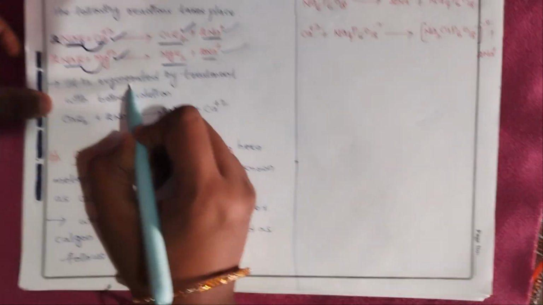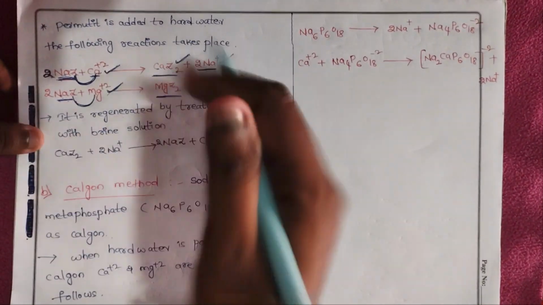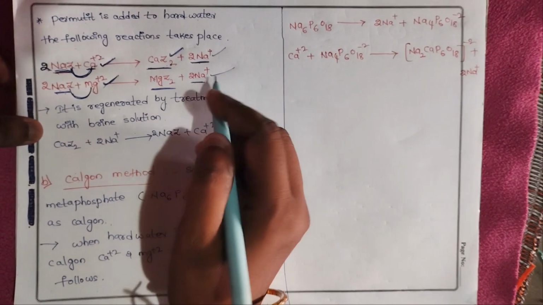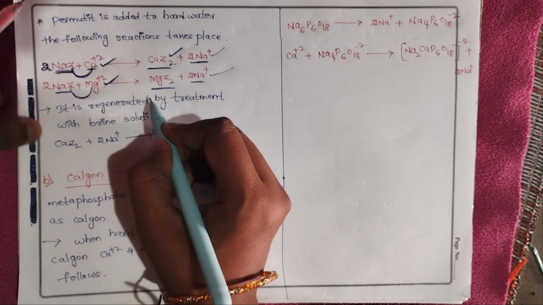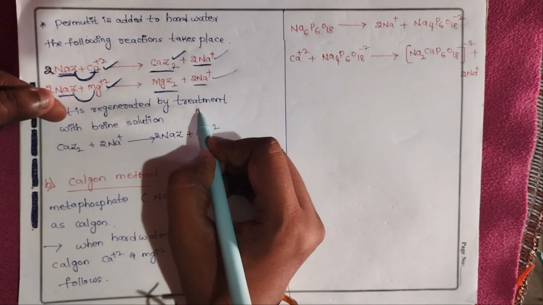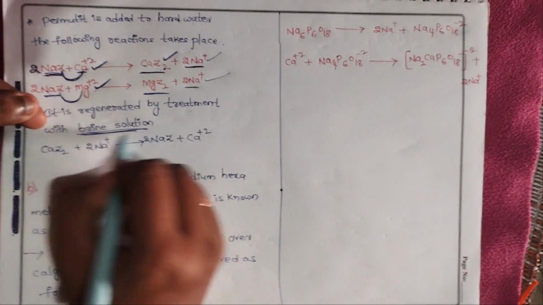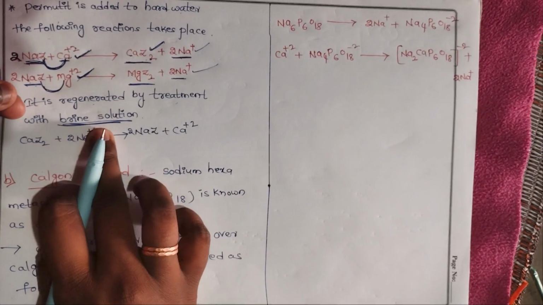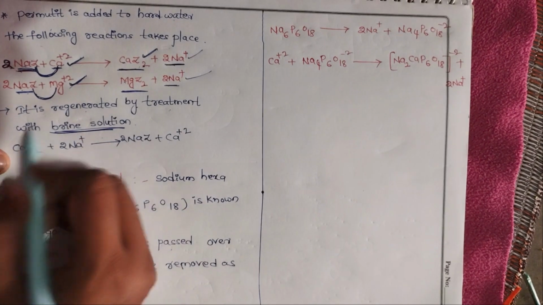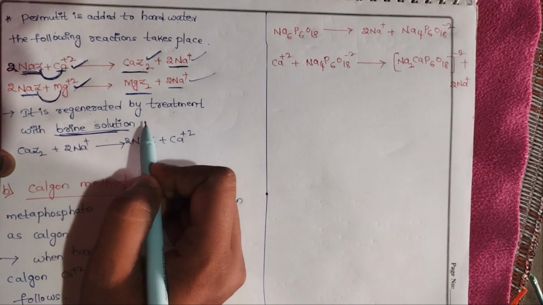When the permutit is exhausted, after the completion of these reactions, we have to regenerate it. So how to regenerate it? By the treatment with which solution? Brine solution.